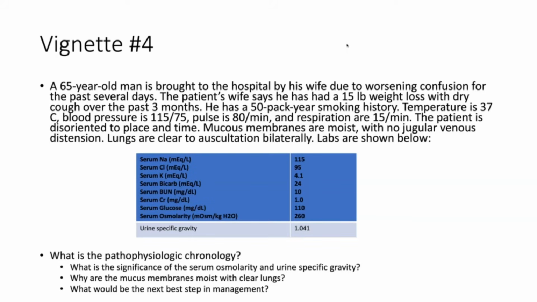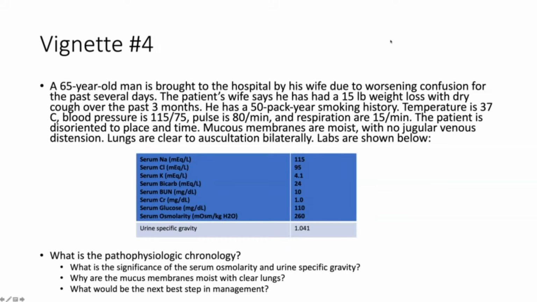What is the pathophysiologic chronology? What is the significance of the serum osmolarity and urine specific gravity? Why are the mucous membranes moist with clear lungs? What would be the next best step in management? All right, so I'm going to copy and paste this to the Google Doc. I will have you guys write out your pathophysiologic chronology, and we will talk about it.